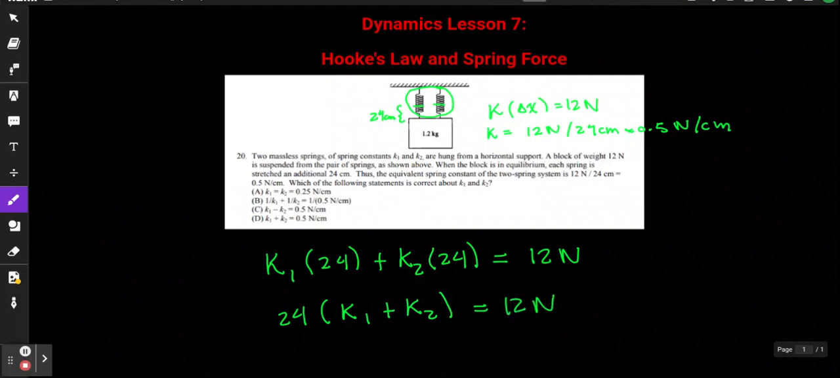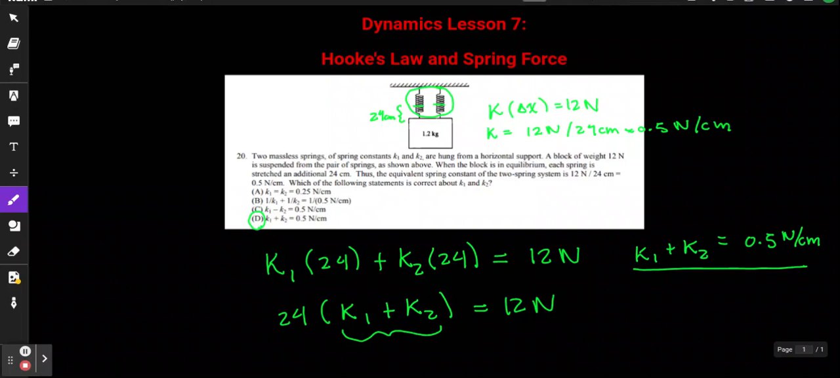Looking at the answer choices, I noticed that there's K1 plus K2 as an answer choice for D, and we already have a K1 plus K2 here. So I would isolate for K1 plus K2, and we get K1 plus K2 equals 12 newtons divided by 24 centimeters, which we got as 0.5 newtons per centimeter. This answer satisfies choice D.